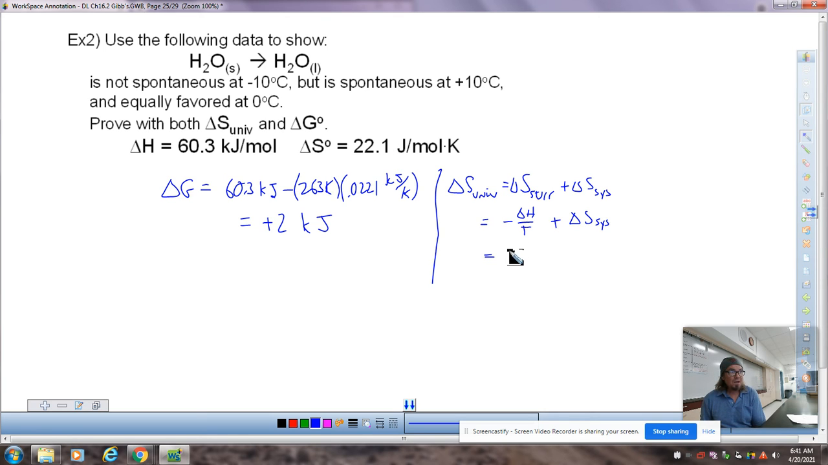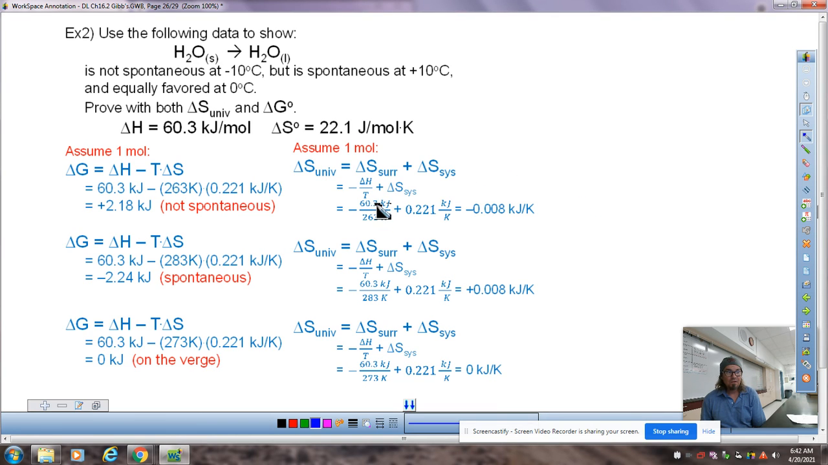So we're going to say negative 60.3 kilojoules divided by the temperature of 263 Kelvin, then plus, this is in kilojoules, so we still want to use 0.0221 kilojoules per Kelvin. See how they have the same units? Delta S for the universe comes out to be kilojoules per Kelvin, or we could have switched to joules per Kelvin. Plug that into our calculator. There you can see it came out to be negative, and we know that delta S for the universe can't be negative.